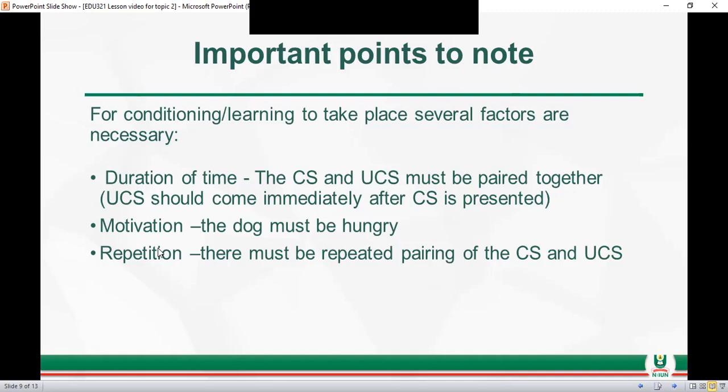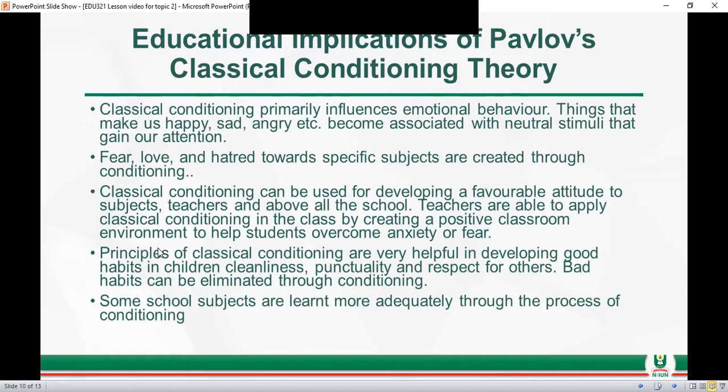Then what are the educational implications of Pavlov's classical conditioning theory? Are there aspects of this theory that we educators can adopt in our classroom situation? Let's look at educational implications of Pavlov's classical conditioning theory.